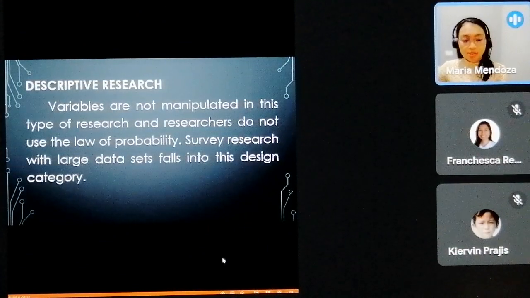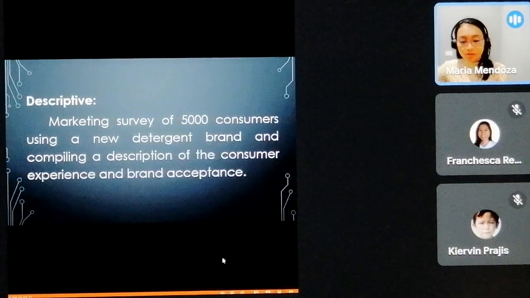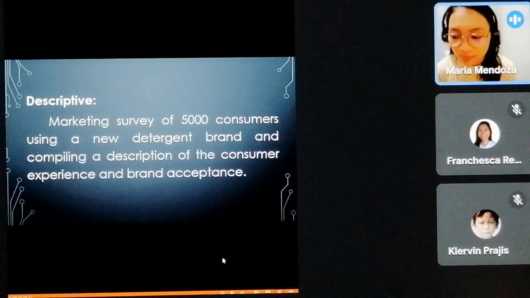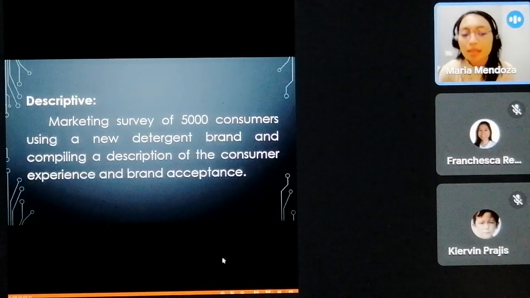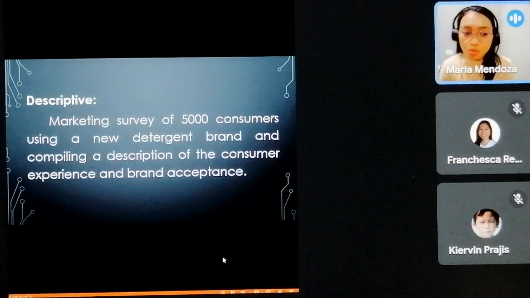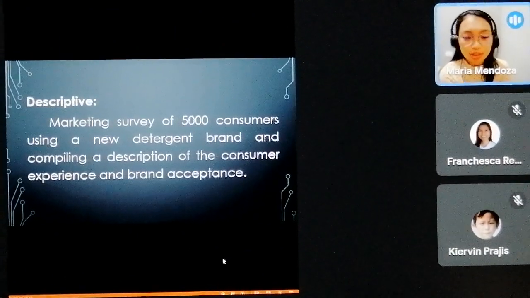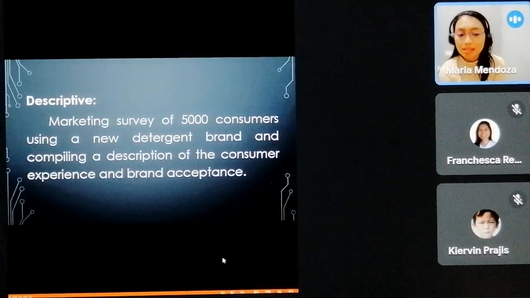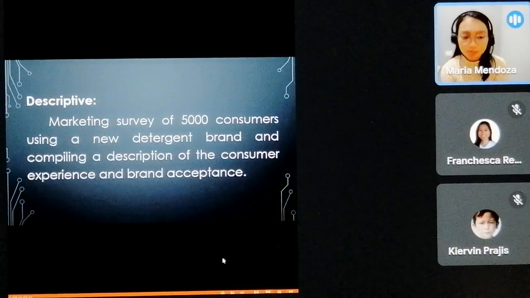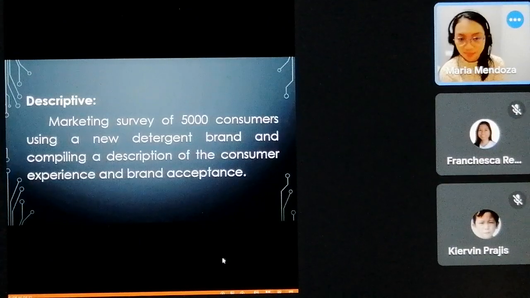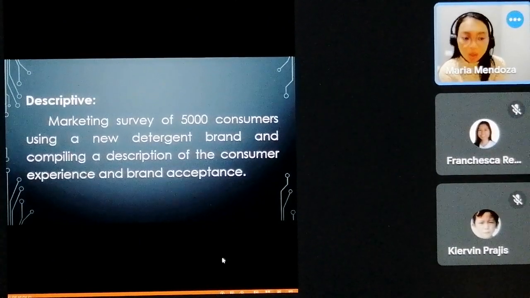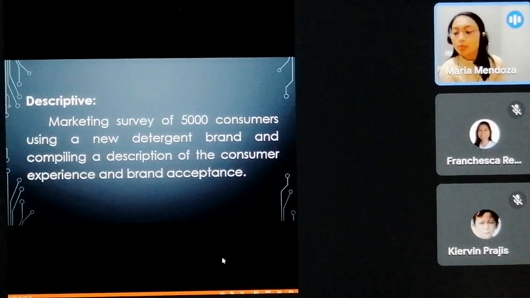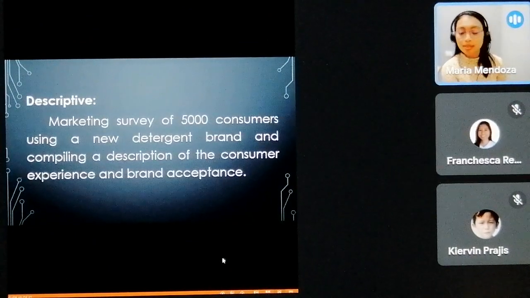Survey research with a large data set falls into this design category. So this is an example of descriptive research. We have the marketing survey of 5,000 consumers using a new detergent brand and compiling a description of the consumer experience and brand acceptance. So that is descriptive. You're going to describe the consumer experience. So as a consumer, what would be your experience using the new detergent?